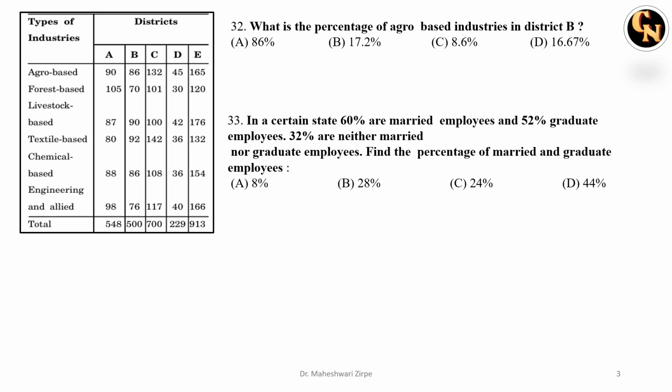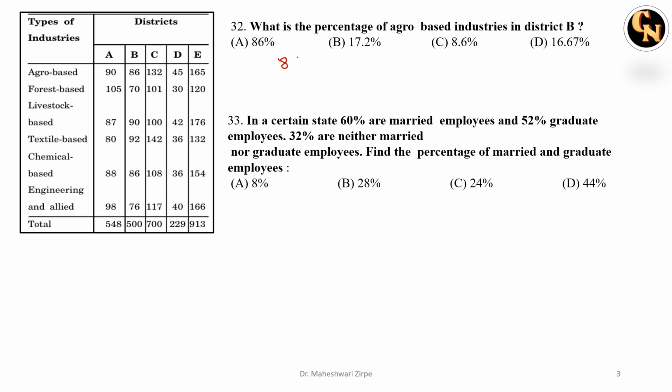So let us see. For district B, you can see here, and agro-based they have said, so district B is 86. But they've asked us the percentage. So you have to take the total. Out of total, it is 86. So we have to find out the percentage, that is for 100, how much it is? That we are going to find out. So let us solve it.